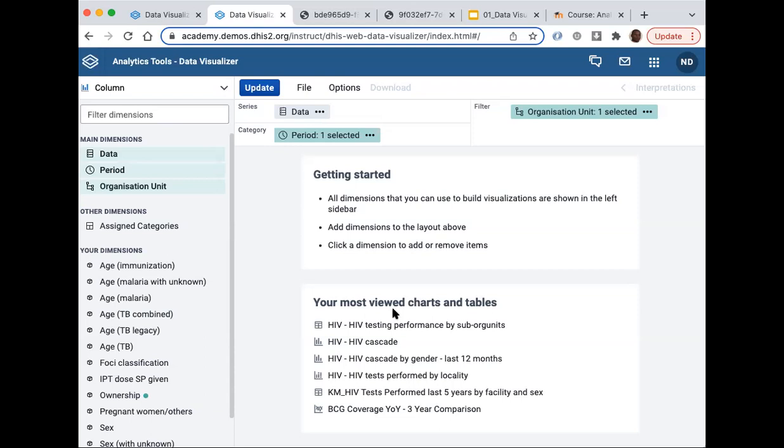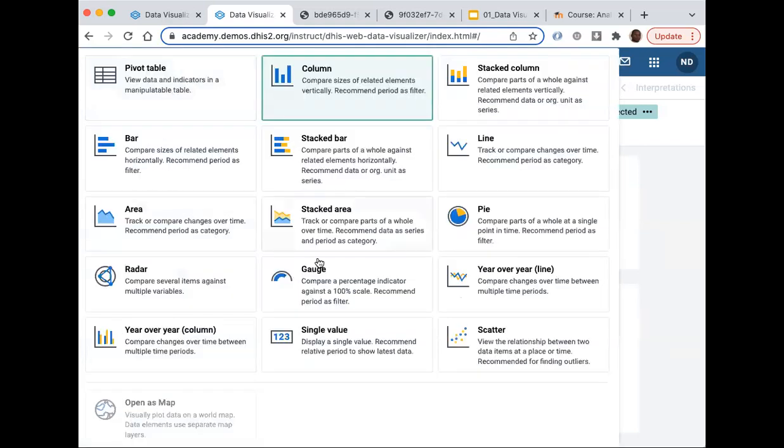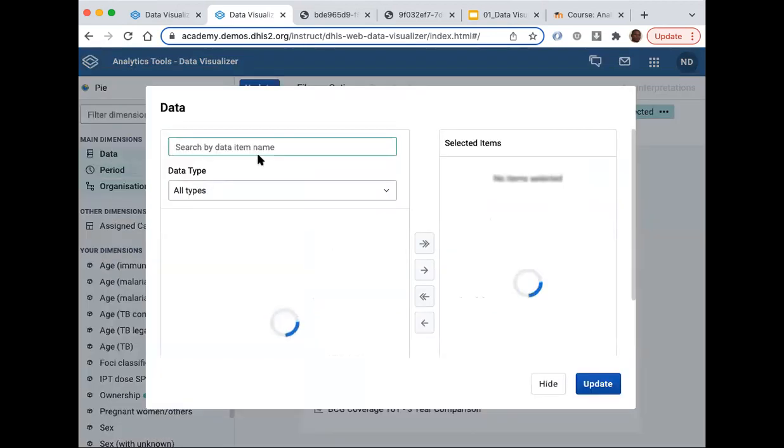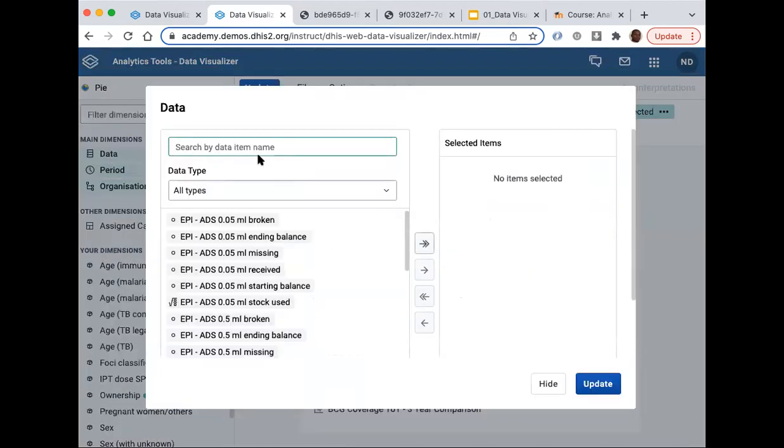DHIS2 is going to present it as a number and also the percentage. So to do this, we'll start by selecting the chart type as pie chart. That's step number one. Again, you can even select it afterwards, but it's always good to start with an end in mind. What do I want to end up with? I only want to end up with a pie chart. And that pie chart is of data which is malaria cases positive with RDT.